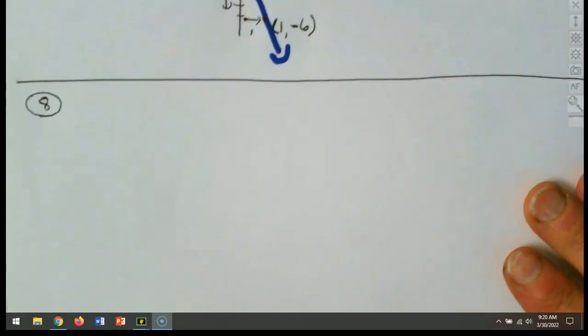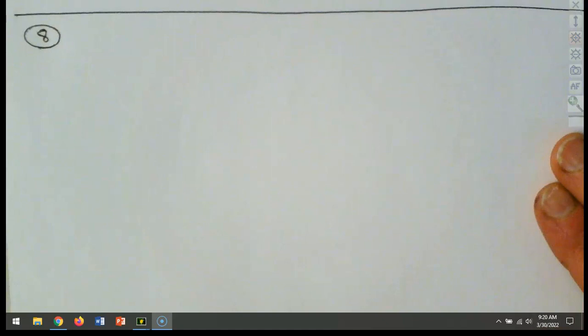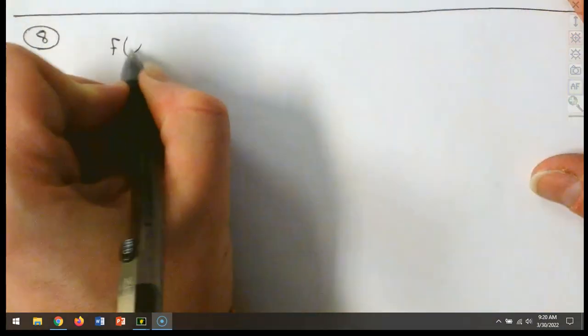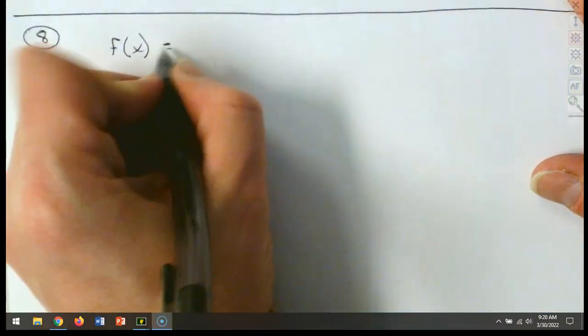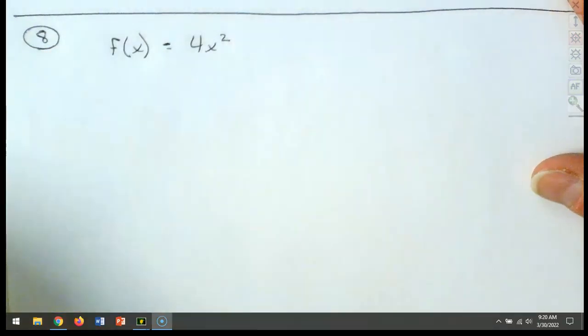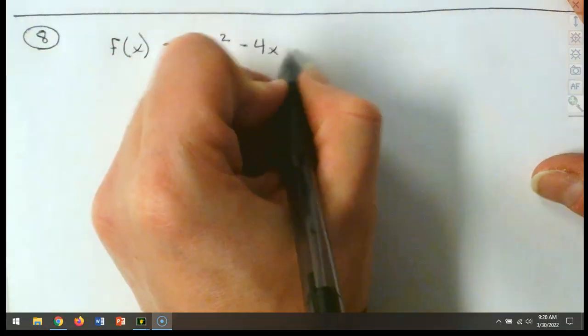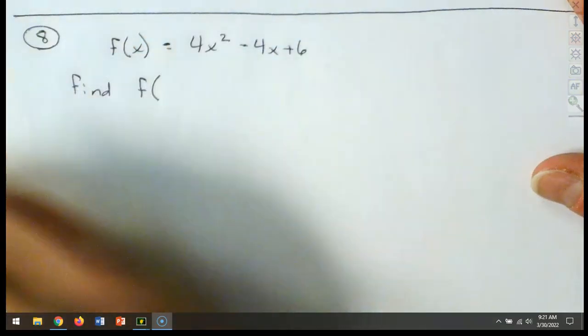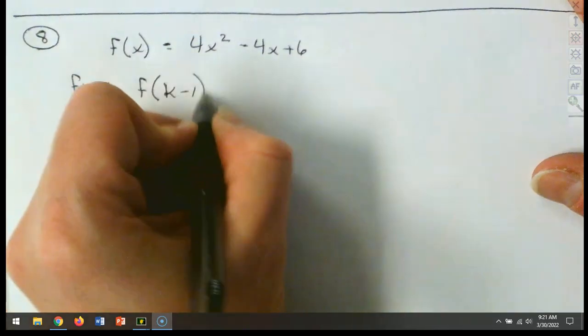Okay. I picked question 8 because question 8 is something that we're going to see in the later chapters. And I want to make sure we already know how to handle FOILing something out. So question 8, we've got f of x equals 4x squared minus 4x plus 6. And I want you to find f of k minus 1.